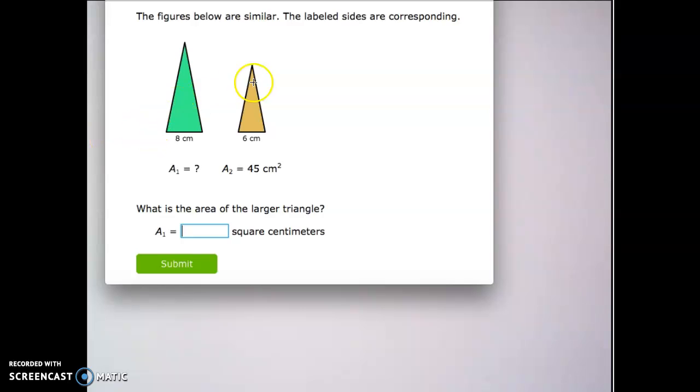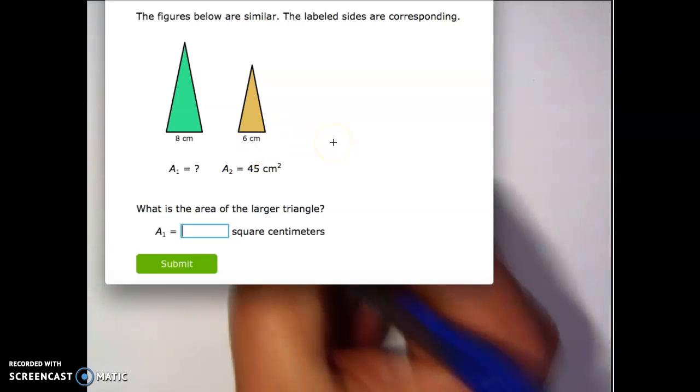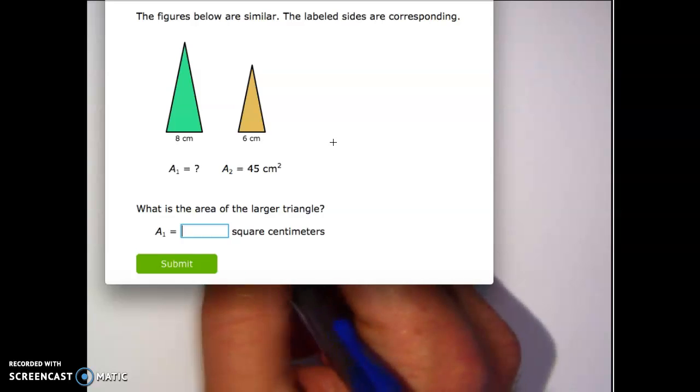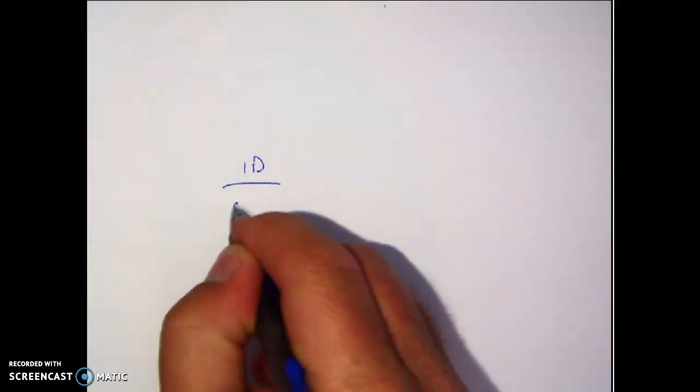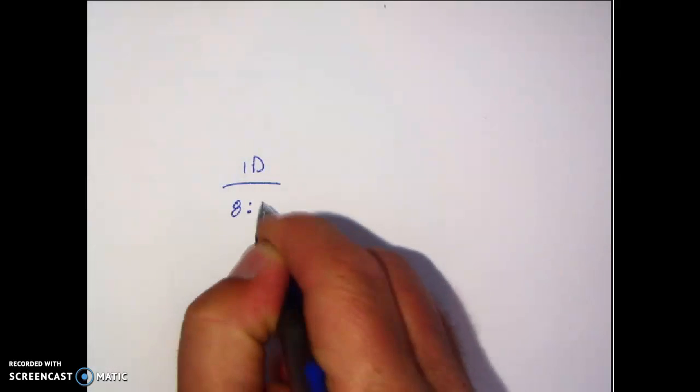On this problem, we're told that these two triangles are similar to one another, and we're given these corresponding sides of 8 centimeters and 6 centimeters. Now remember, we can either look at the labels as just being centimeters, or we could be talking about sides, but that is giving us a one-dimensional ratio of 8 to 6.